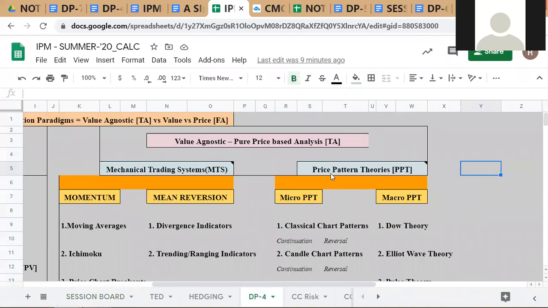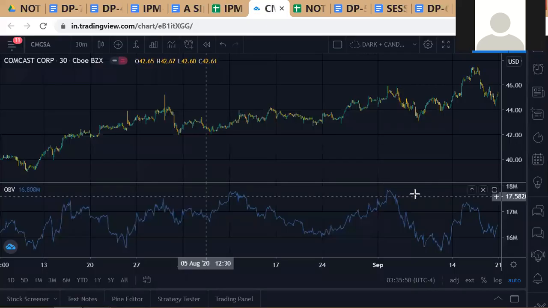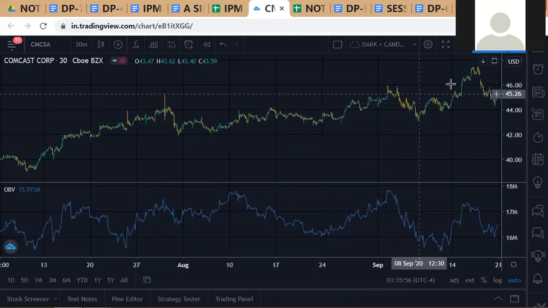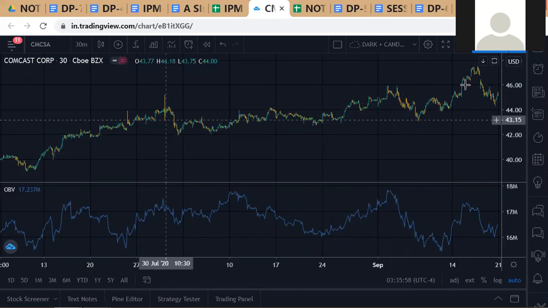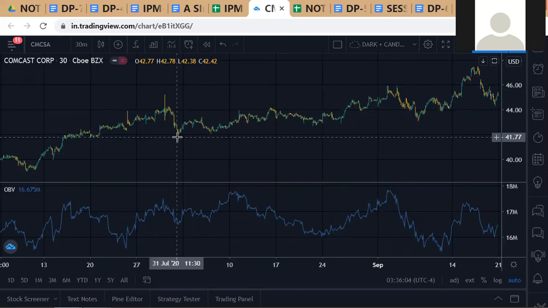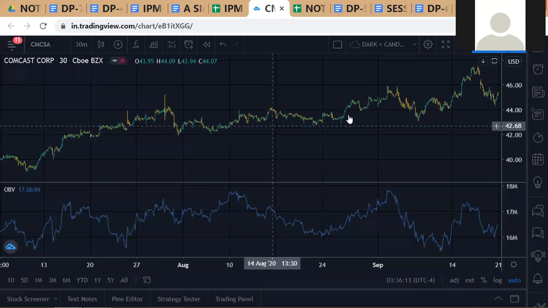Under mechanical trading systems, mean reversion, you have divergence indicators. There are many of these divergence indicators, and you're in this part of the overall framework. As a mean reversion trader, you're already suspicious of this uptrend. You don't believe in this uptrend. You want to go against it, but you want to have some confirmation. So you're looking for various indications that this uptrend is not as strong as you might believe by looking at the trend.